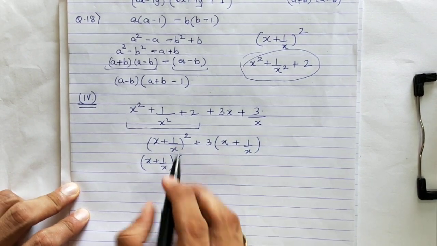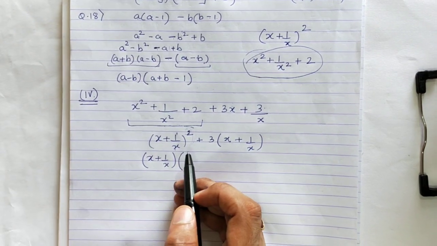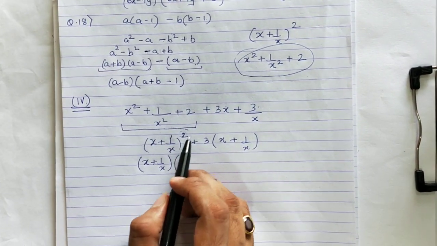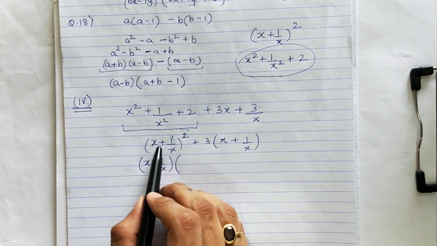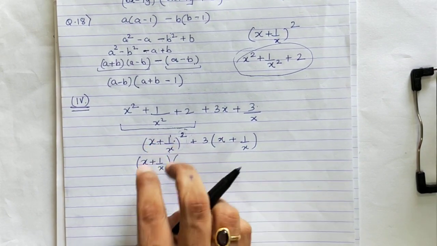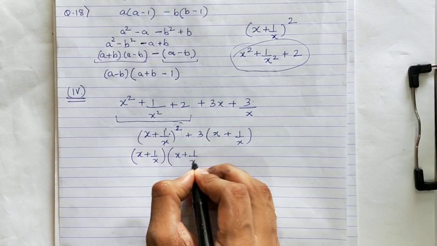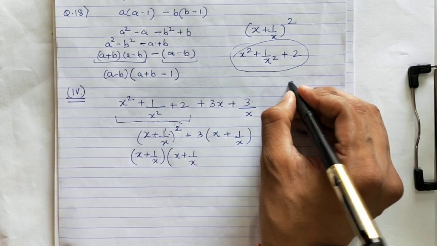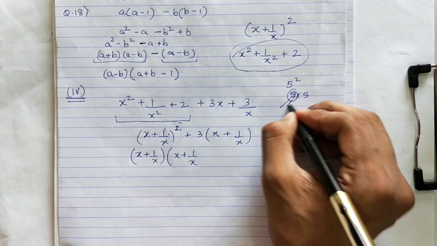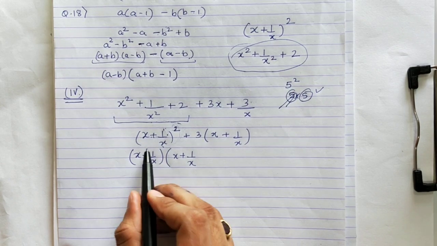I'll make a bracket. From this term, see, this term is x plus 1 upon x, the whole square. Whole square means there are 2 x plus 1 upon x, x plus 1 upon x. Square means there are 2 terms. So 1 x plus 1 upon x I have taken common, so 1 x plus 1 upon x will remain. Correct? For example, see, what is 5 square? 5 square is 5 into 5. So if I take one 5 common from here, one 5 will remain. In the same manner, if I take one x plus 1 upon x common, 1 will remain here.